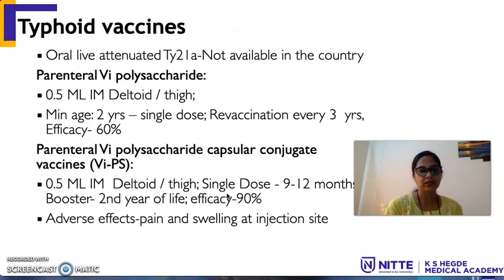So typhoid vaccine, again oral live and killed are available. We don't have the oral live attenuated type in India. We do have a parenteral formulation. Vi polysaccharide and Vi polysaccharide conjugated vaccines are available for use in India. Both the vaccines are given as 0.5 ml intramuscularly in the anterolateral aspect of the thigh. The conjugated vaccine can be administered below 2 years of age. The first dose can be given as early as 9 months, and the second booster can be given during the second year. The polysaccharide vaccine is generally given after 2 years because it's a T-cell independent vaccine.